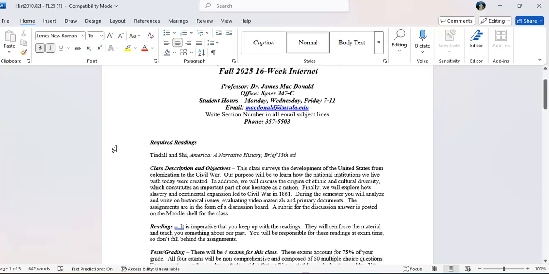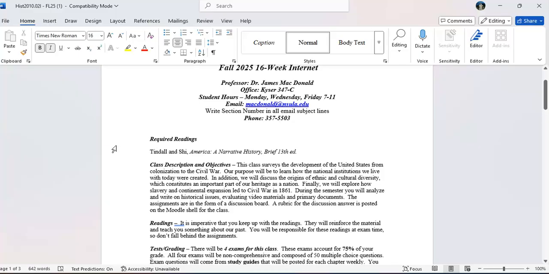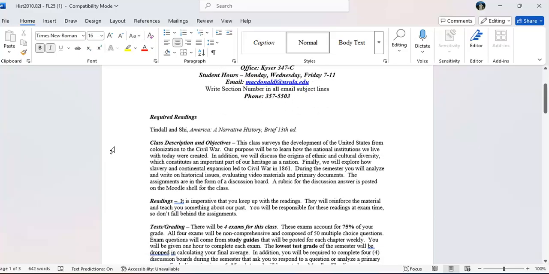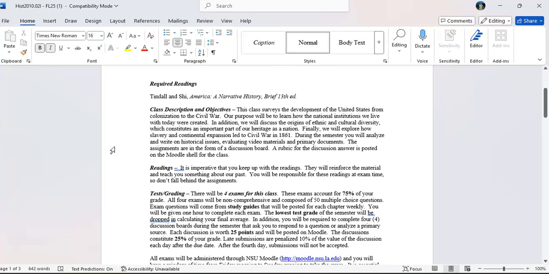So our book is the Tyndall and Shy. That's what it used to be called, after a couple of the authors. But generally, Dr. Shy is the main author now. It is America, A Narrative History. We are introducing this semester the brief 13th edition. So it got updated, and all of the different sections of the chapters, including the test bank and study guide, got updated as well.